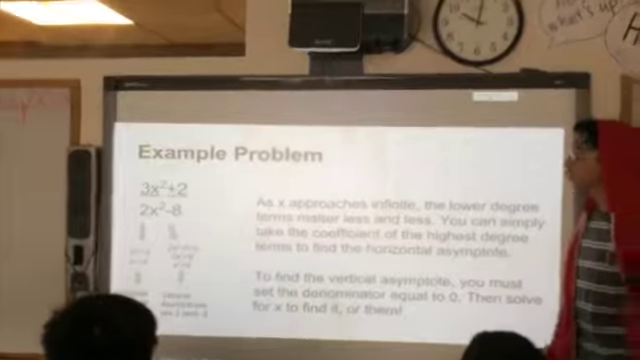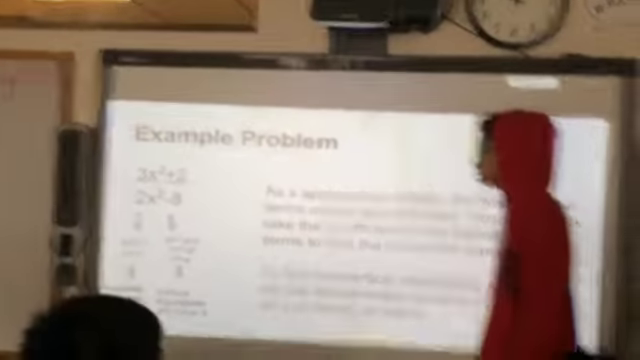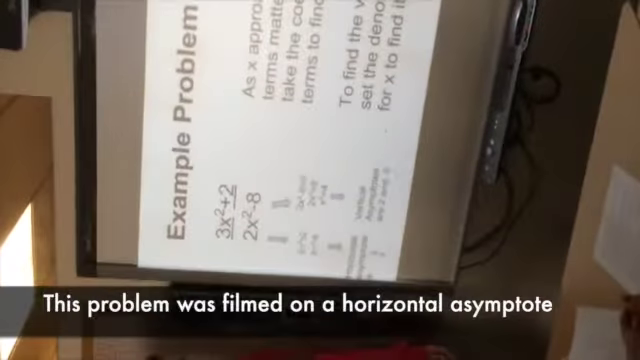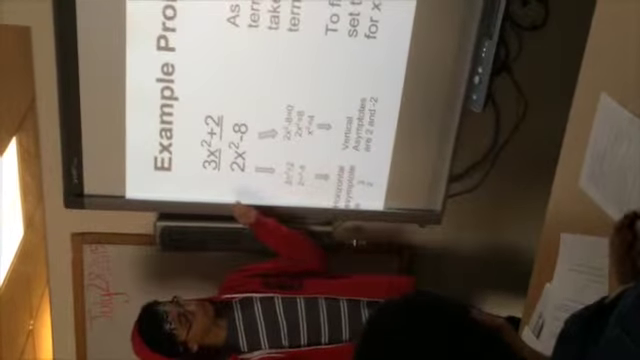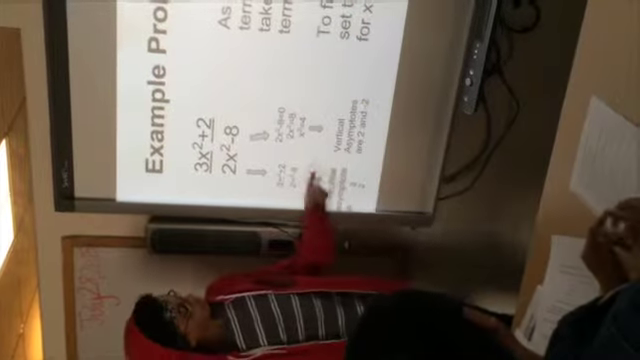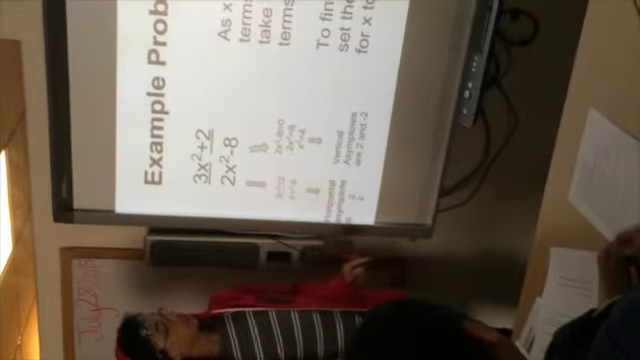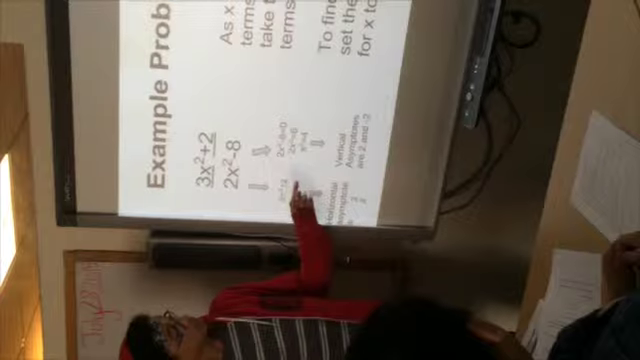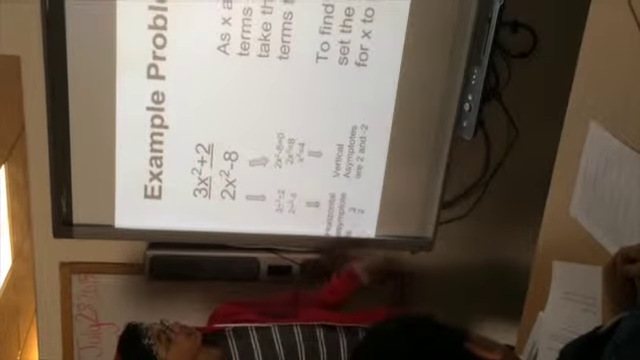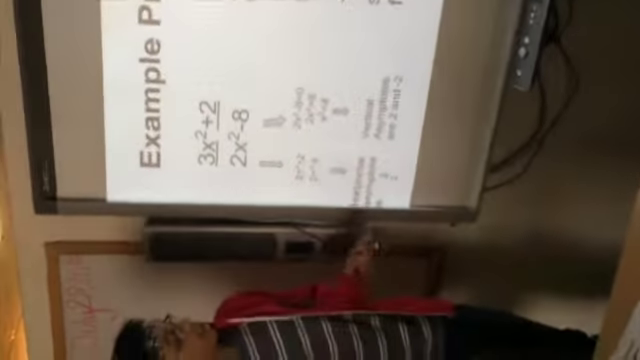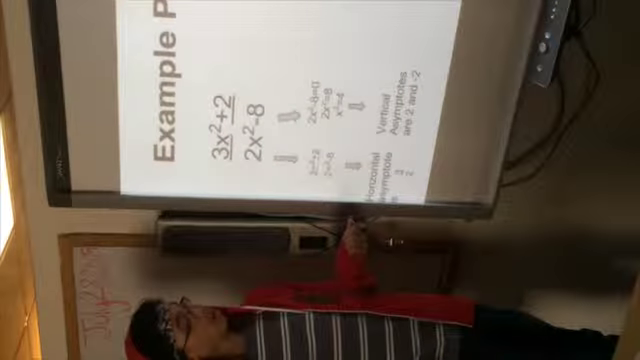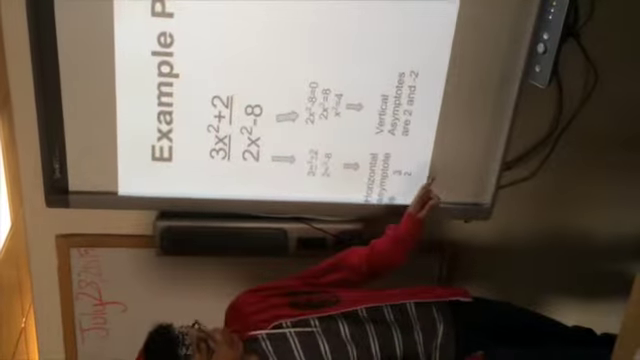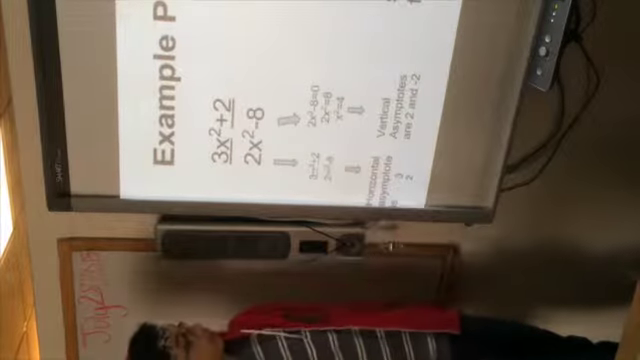So, I'm going to go through an example problem with y'all. First, we want to find the vertical asymptote. So you want to find when the denominator is equal to 0. First you set 2x squared minus 8 to 0. Add 8 to both sides, you get 2x squared equals 8. Divide by 2, you get x squared equals 4. Then if you take the square root of both sides, the vertical asymptotes are 2 and -2.